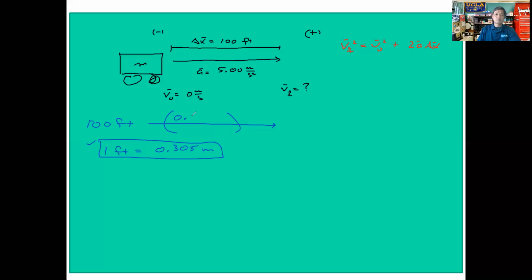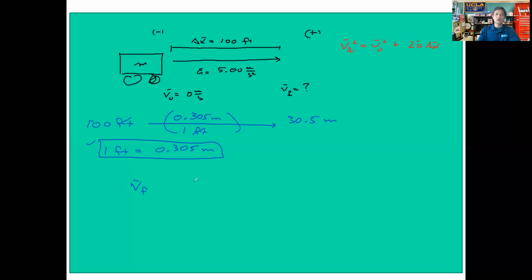Okay, so it's going to be 0.305 meters for every 1 foot. Okay, that'll allow us to cancel that out, and so this is going to be equivalent to 30.5 meters. Okay. All right, so 100 feet, 30.5 meters, that's what we're going to use here. So let's go ahead then. Now we can solve for the equation.